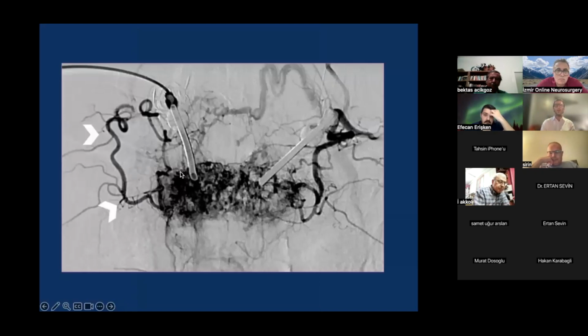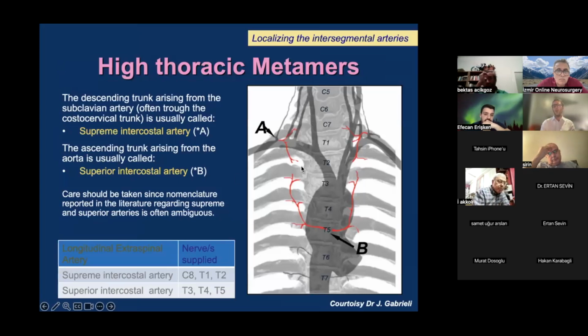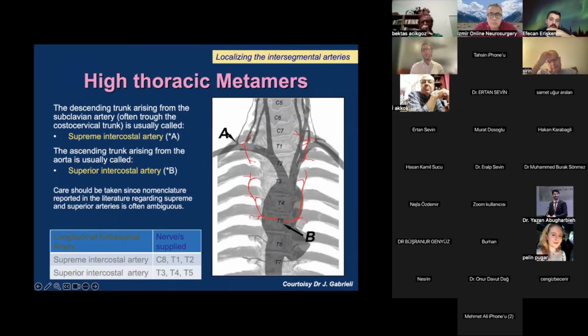And it was the same on the left side. You can see retrograde filling of the intercostal artery, the first and second intercostal artery on the left side. So I remind you the anatomy of the upper thoracic metameres. So you have a balance between the supreme intercostal artery and the superior intercostal artery.